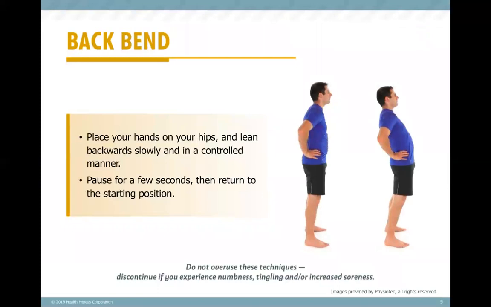Okay, this back bend, that looks good. All right, so place your hands on your hips. Lean backwards slowly. Maybe have a little bit of a wall behind you just in case you lean back too much, so you don't fall and crack your head open. Lean slowly in a controlled manner. If you experience discomfort, perform the movement more gently, pause for a few seconds, then return to the starting position.